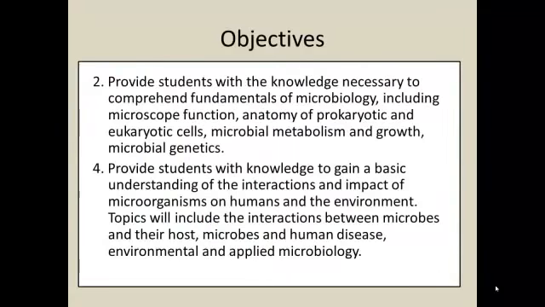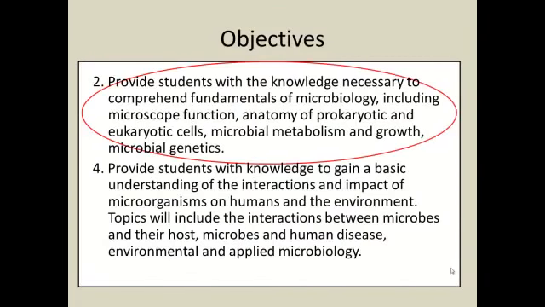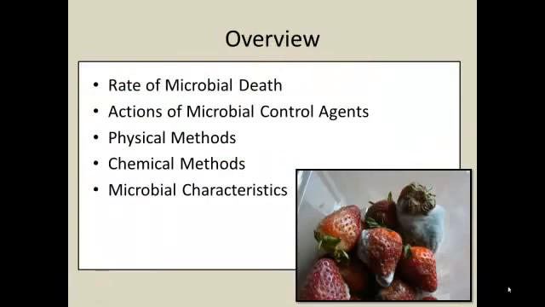This chapter also fulfills two of the objectives for the course. First one is provide students with the knowledge necessary to comprehend the fundamentals of microbiology, including growth, and also objective number 4, which is to help you understand interactions and impact of microbes on humans and the environment. In this first part, we're going to be discussing the rate of microbial growth, actions of microbial control agents, and physical methods. In part 2, we'll cover chemical methods and microbial characteristics.